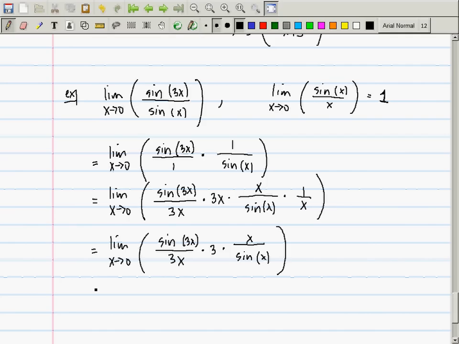So then now each one of these we know the limit. What is the limit of this one? It is 1. What is the limit of 3?